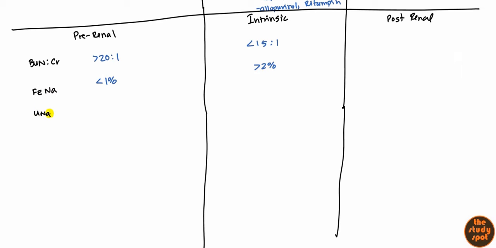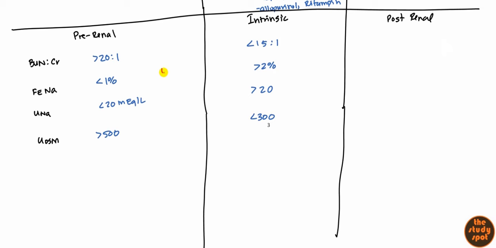Next, we can look at the urine sodium level. So again, with pre-renal, it's going to be less than 20 milliequivalents per liter, whereas in intrinsic, it's going to be greater than 20. And the urine osmolality is going to be high here, more than 500, and intrinsic is going to be right around 300, which is plasma level.